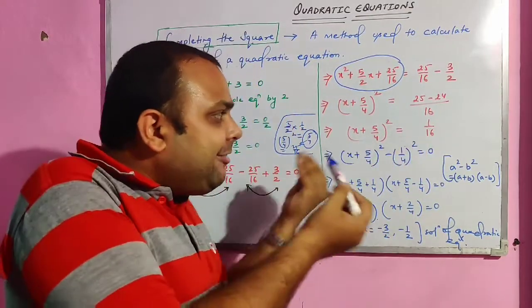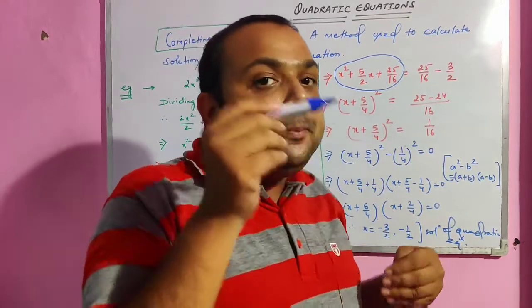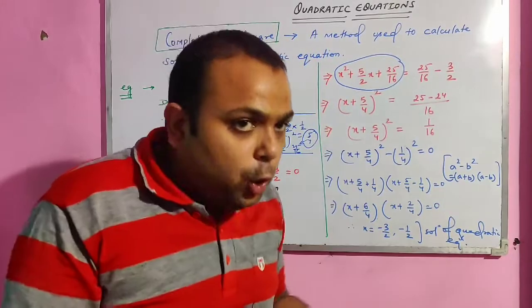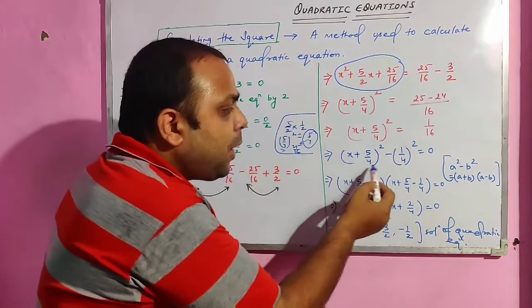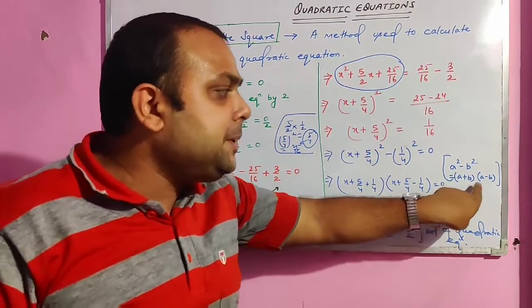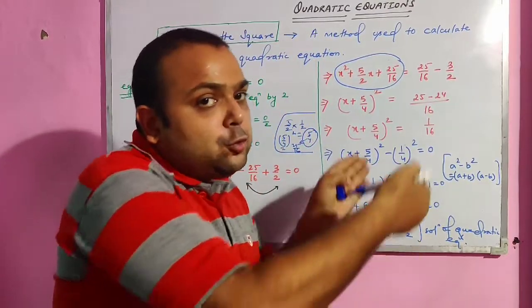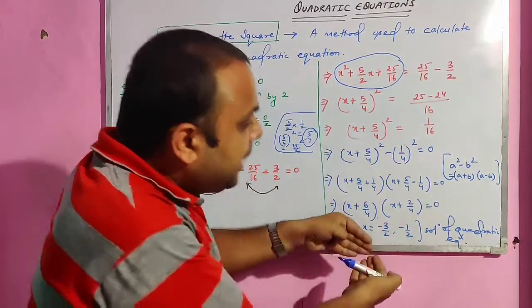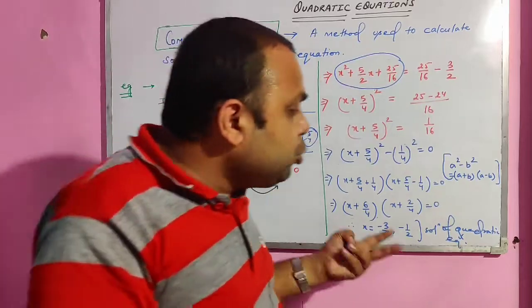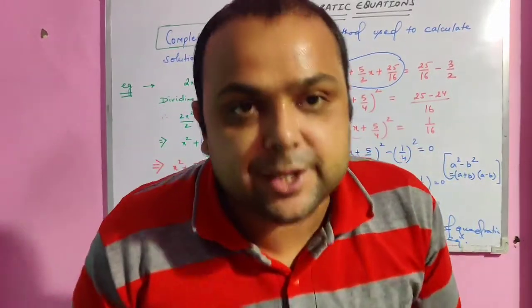Now take all the values to the left side and take RHS equal to 0. The formula is a square minus b square, which is a plus b and a minus b. So once we have to add it and then we have to subtract it also. In this manner, by simplifying it, we get two solutions of the quadratic equation.